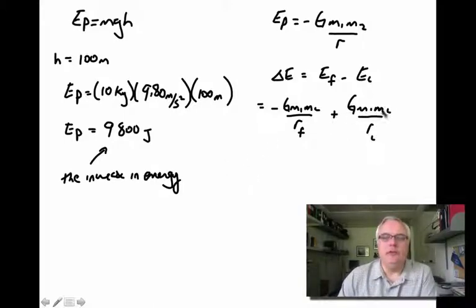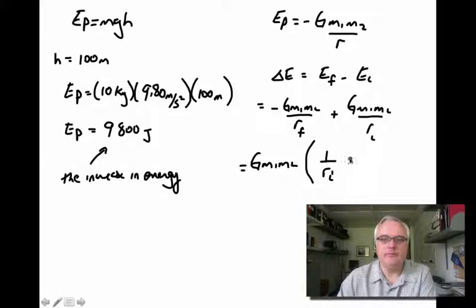Now, the G, M1, M2 is common, so I'm going to factor that out. And then I'm going to rearrange this so that it's a little bit more useful. So I don't have a negative at the beginning. So I've taken this, which is positive, and just moved it. So I have G times M1 times M2, the initial radius minus the final radius. That would tell me the change in energy.